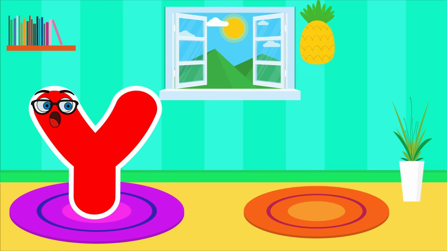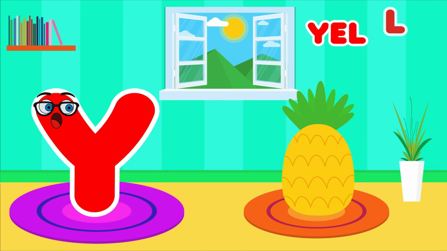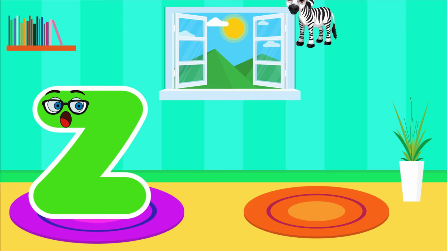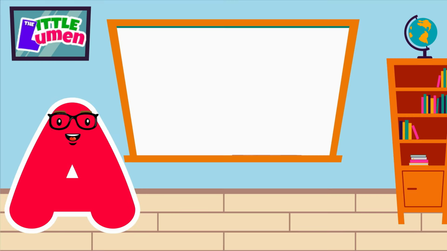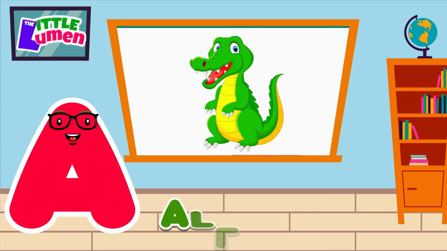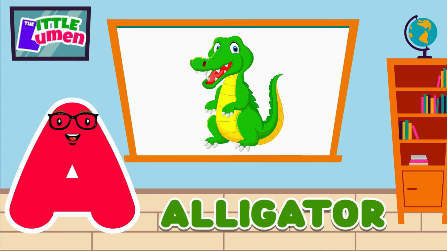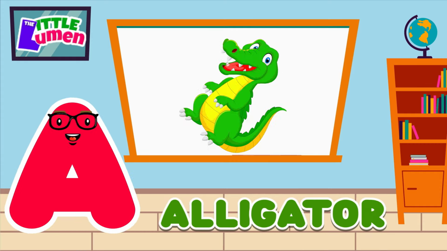Y is for yellow. Y, y, yellow. Z is for zebra. Z, z, zebra. A is for alligator. A, a, alligator.